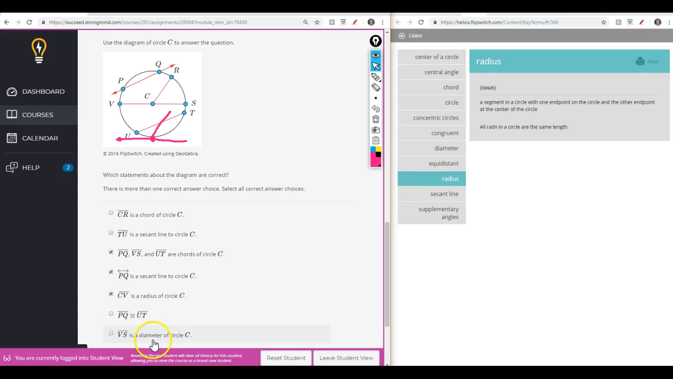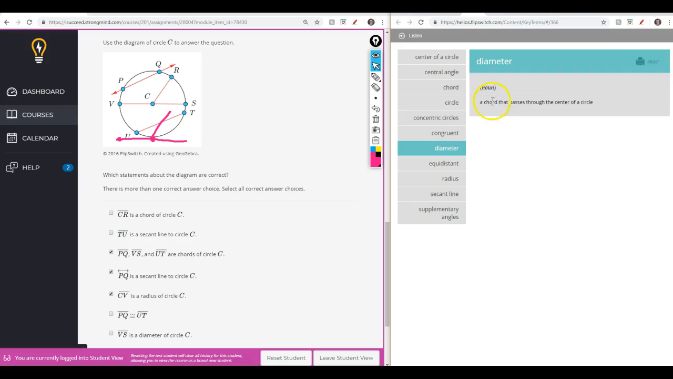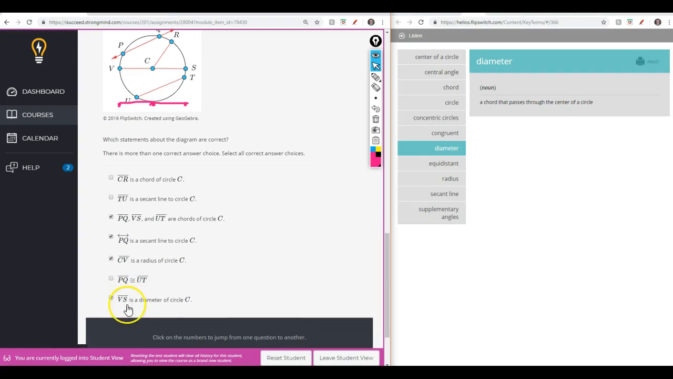Segment VS is a diameter of circle C. V to S. So diameter, I would select a chord that passes through the center of a circle. Okay, and again, remember, a chord is a segment that has endpoints on the circle. So point V and point S is on the circle. And does it go through the center of the circle? Yes, it goes through center C. So this line segment is a diameter. That's how I would use the definitions to help me go through and answer these questions.